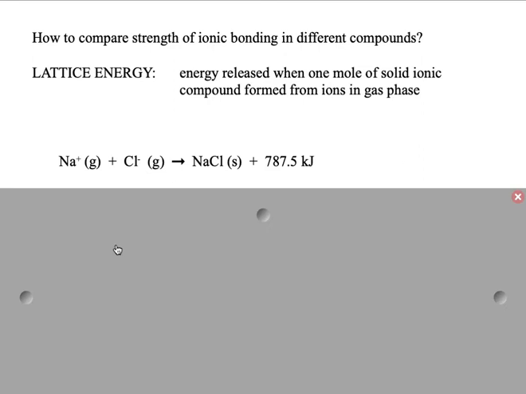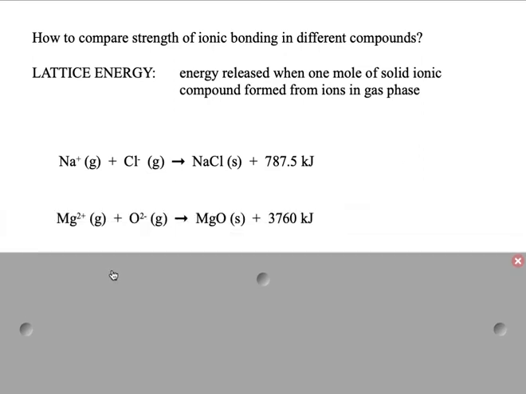Released because you're going from a high potential energy situation, the ions in the gas phase, to a very stable, low potential energy situation, the crystalline ionic compound. That releases 787.5 kilojoules of energy, and that is a measure of how strong the ionic bonding is in sodium chloride. Well, let's compare that to another compound, magnesium oxide.